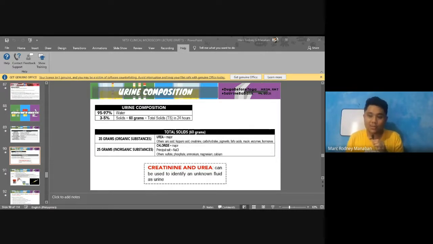Why? Because it is found in urine, no? Creatinine is in the highest concentration. Urea can also be found in other body fluids but in smaller amounts lang. So if you want to determine kung unsa gyud siya, better use creatinine because creatinine gyud is really found in urine. So if ang fluid taas kay creatinine, then you can say that that is really urine. Okay?